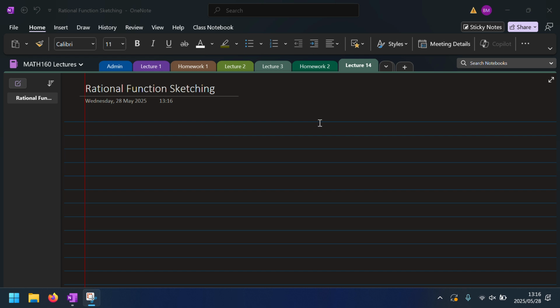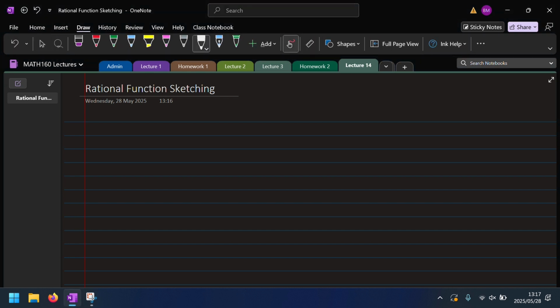Okay, so today we're going to go through the second part of curve sketching, which is rational function sketching. Part one that we finished was polynomials. Now for part two. Recall what a rational function is.